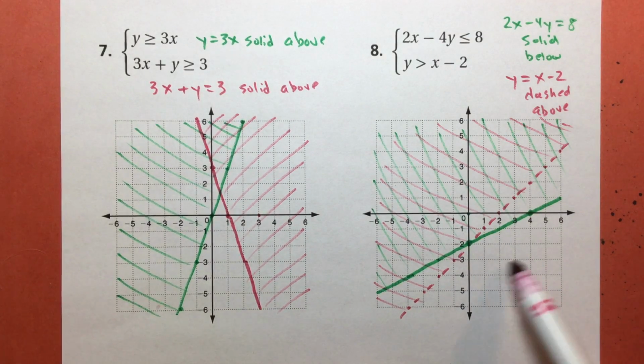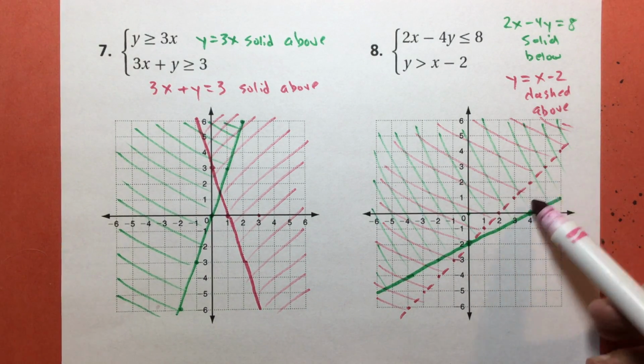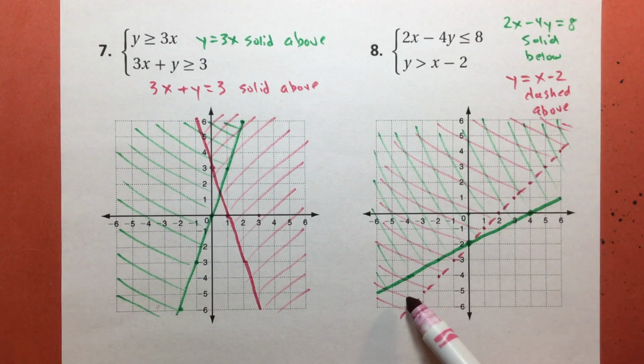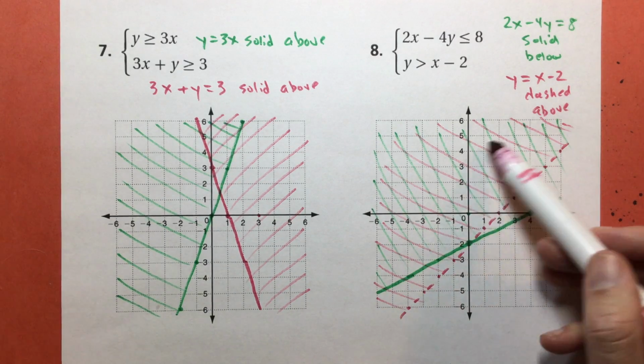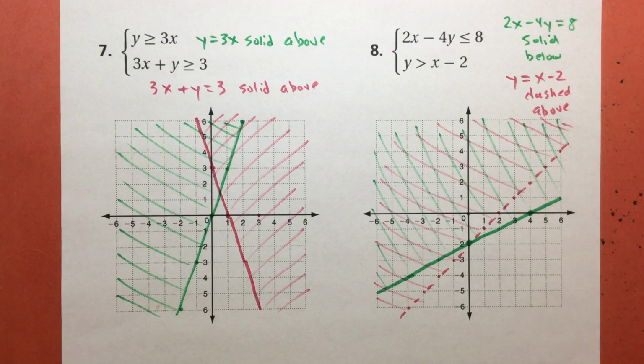So here's where neither of them work. Here's where just the green one, the first inequality, works. Here's where just the red one works, and this area right here is where both of them work. Okay, we'll see you in the next video.